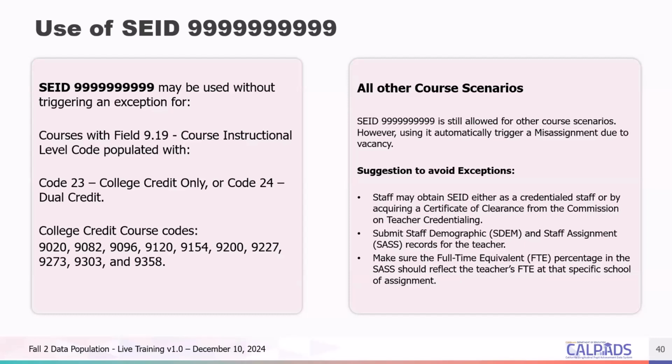There is a caveat here, though. If a course is being taught by a teacher who's paid by another LEA or employed by another LEA, and you are still able to track down the actual or real SEID of that teacher, you should still report the real actual SEID of the teacher rather than a generic SEID of all nines. And that will help you to avoid automatic exceptions and misassignments in CalSAS.